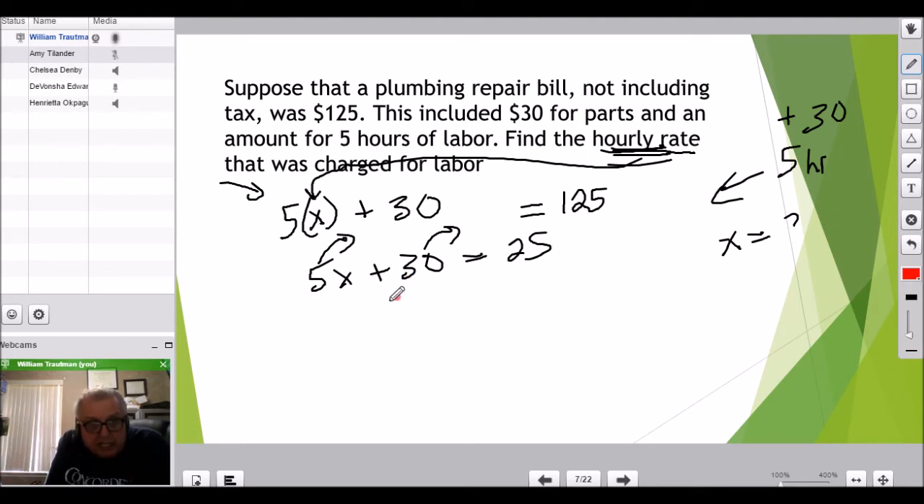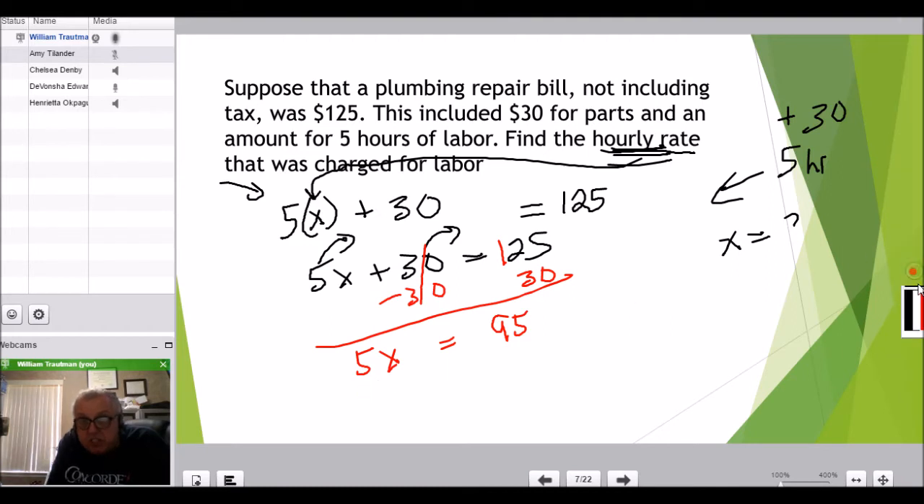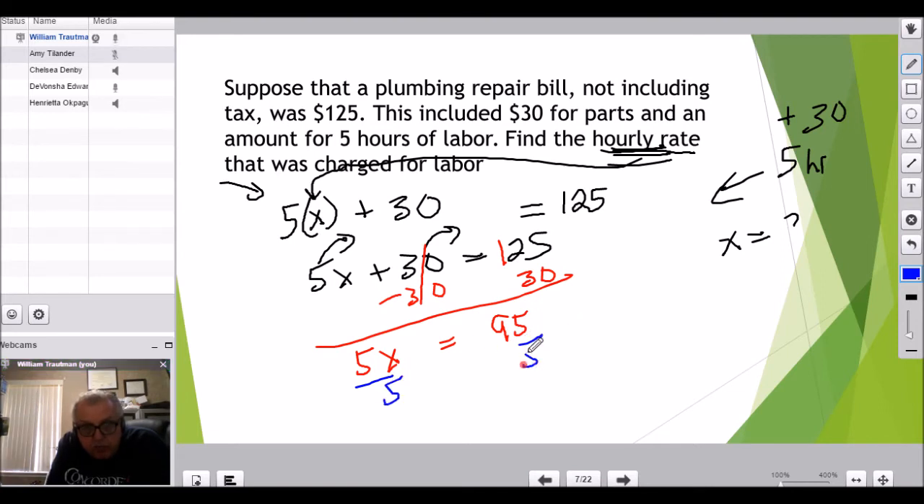The add and subtract, exactly. It's a plus 30, so we're going to minus 30. By the way, that's 125. So we're going to minus 30. 5x equals 125 minus 30, which is 95. Divide both sides by 5, since that's 5 times x. We're going to divide by 5. Five divided by 5 is 1x. And 95 divided by 5, I think is 19. So he gets paid $19 every hour.